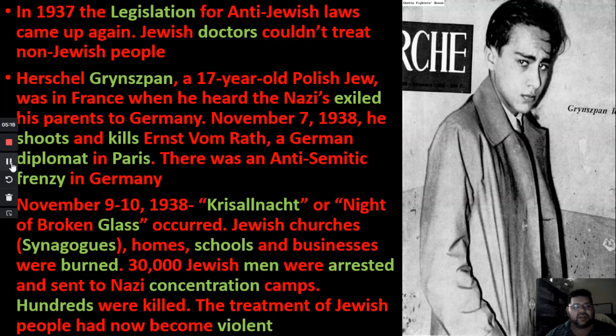You know, 30,000 Jewish men are arrested and sent to German concentration camps, where chances are a lot of these guys died by the time the war ended. You know, hundreds of people were killed because again, it was just a free for all now. They just let them do whatever, and Jewish people were killed. And this is truly the first time that violence is implemented on the Jewish people.